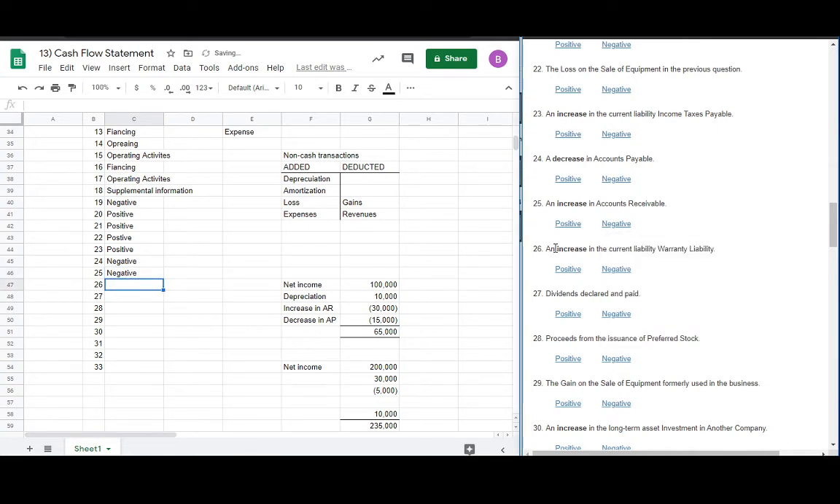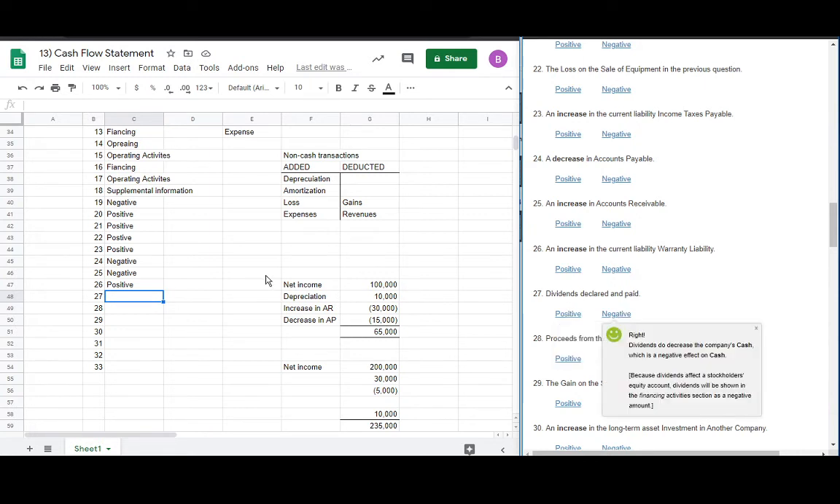26, an increase in liability. Pag tumaas yung liability, dapat tataasin asset para balance. So, 27, dividends declared and paid. Dividends is the promise to pay the owners or stockholders a sum of cash or property, diba, in exchange of them buying stocks. Ano, bumili ka ng stock ng Jollibee, so in return, makakuha ka ng dividends. So the company is paying out cash, so it is negative. Going out cash.